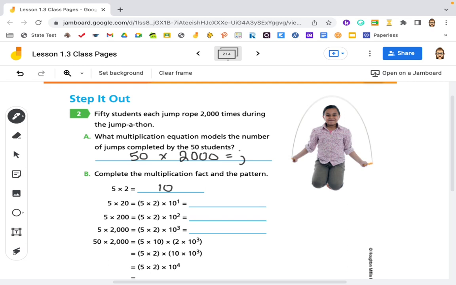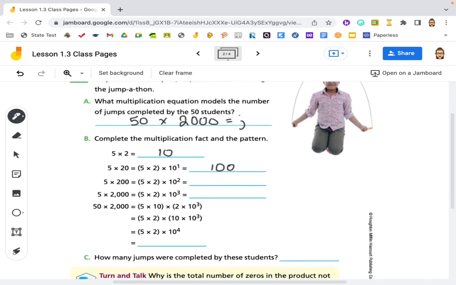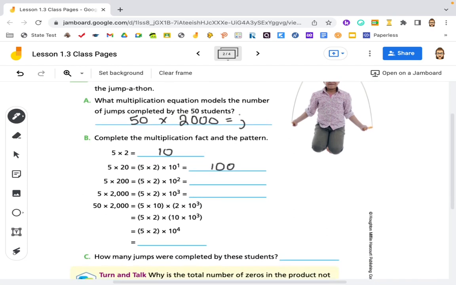And then we have 5 times 20. We do 5 times 2, which is 10, and then you add a 0 on, so we get 100. Next, we have 5 times 200. And 5 times 2 is 10, times 10 to the second power. We're adding 2 zeros. So then we have 5 times 2,000. We do 5 times 2, which is 10, times 10 to the third power, so then we get 10,000.